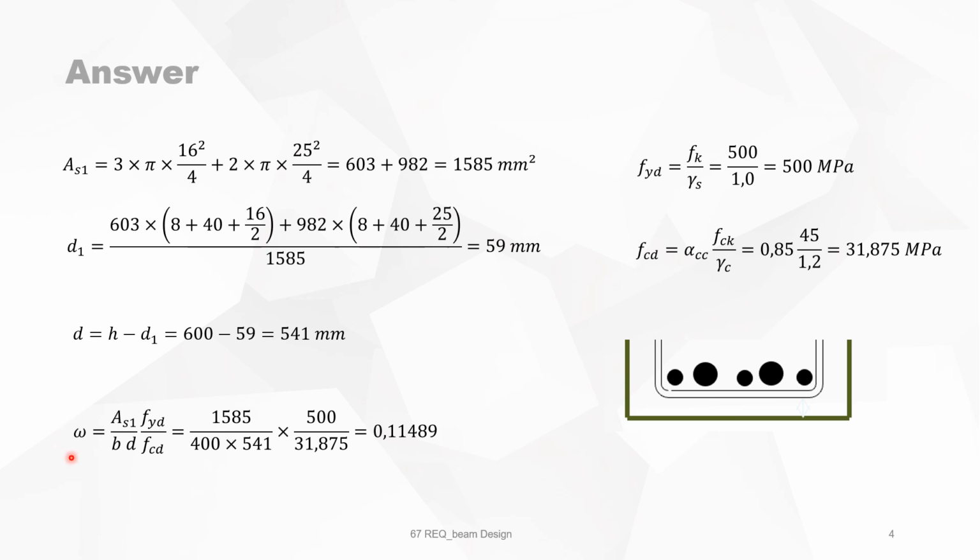The mechanical reinforcement ratio, omega, is equal to the reinforcement times the yield strength of the steel divided by the cross section times the compressive stress of the concrete. So we have then 1585 times fyd, which was 500, fcd was 31.875, and the width was 400, and the effective depth was 541. So omega equals 0.11.